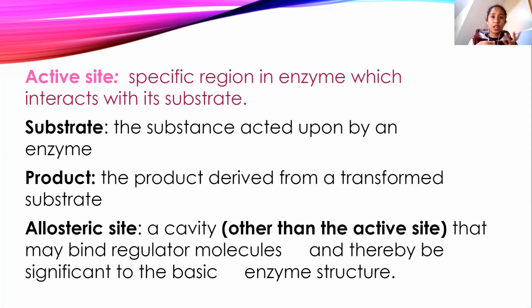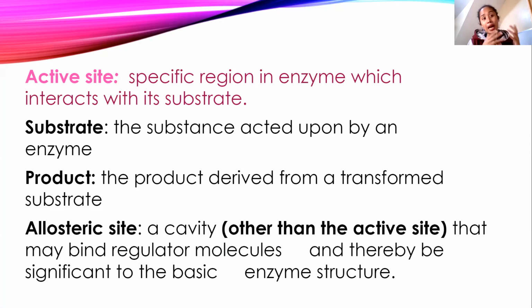Product. When your substrate attaches to the enzyme, the end substance that is derived from the transformed substrate is what we call the product. My definition here, the product derived, used the same word, so that's wrong. And next, allosteric site: a cavity other than the active site. Let's say a back door that may bind regulatory molecules, and is thereby significant to basic enzyme structure.